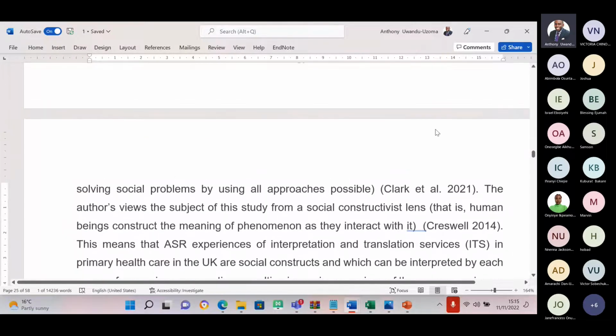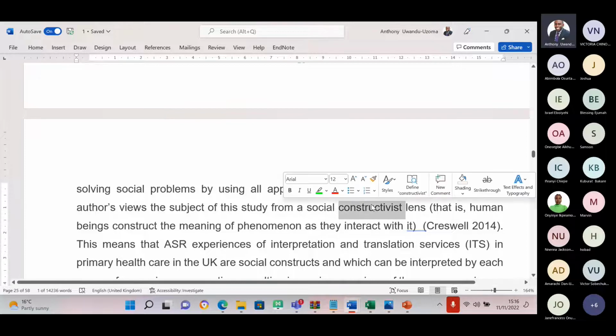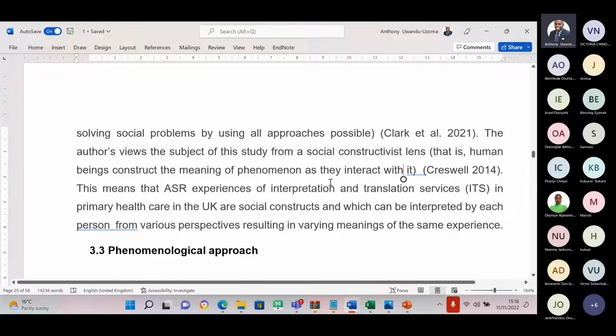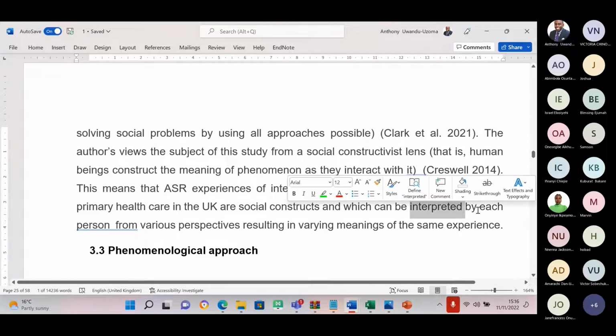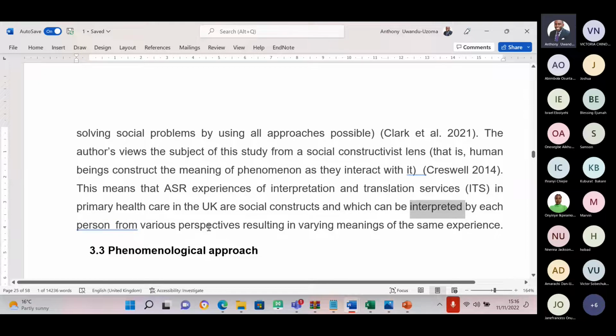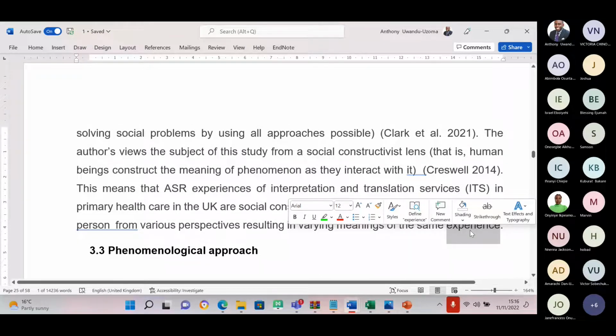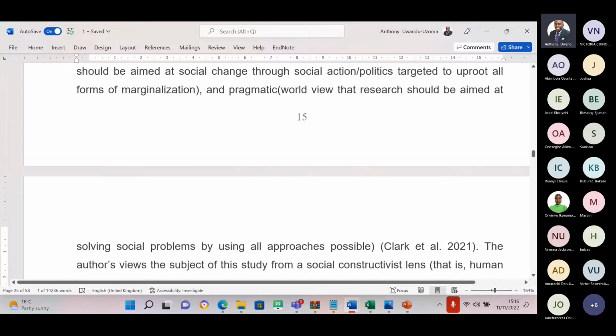Okay, so what did I say? The author views the subject of his study from a social constructivist lens, which is the same thing as the interpretivist philosophy. So this means that ASR experience of interpretation services are social constructs which can be interpreted by each person from various perspectives. You see that? Resulting in varying meanings of the same experience. So people experience a phenomenon differently.